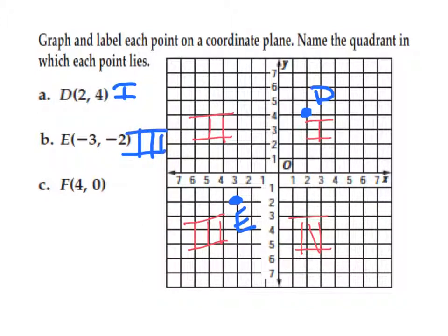The last one, F. F is X is at 4 and Y is at 0. Start at the origin again. My X is 4, so that is a positive 4, that means I move to the right. My Y is 0, which states I don't go up or down from where I'm at. So I'm still on the x-axis. And according to the definitions in the first slide, if I am on the x or y-axis, I'm in none, or NA for not applicable, for the quadrant.